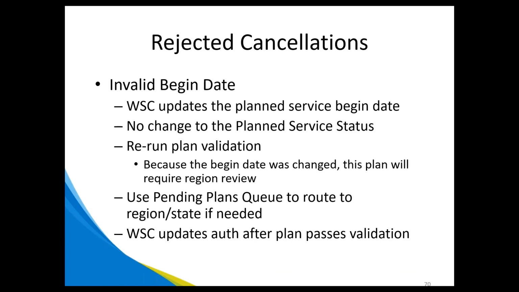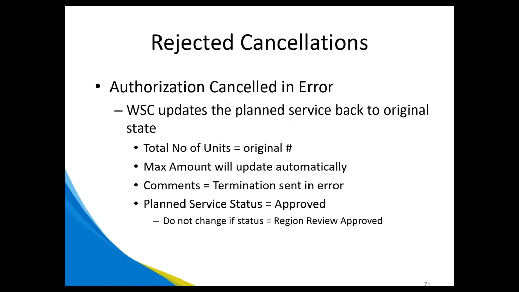And once it's past validation, either at the region and or state office review level, it will come back to you. Remember, you're on your My Dashboard in that pending plans queue. You're opening that, changing the filter to approved so that you can see the status of the plans that you've sent on for region or state office review. So once it's approved, it's going to come back to you and you'll be able to go ahead and update the authorizations and retransmit them to FMIS.